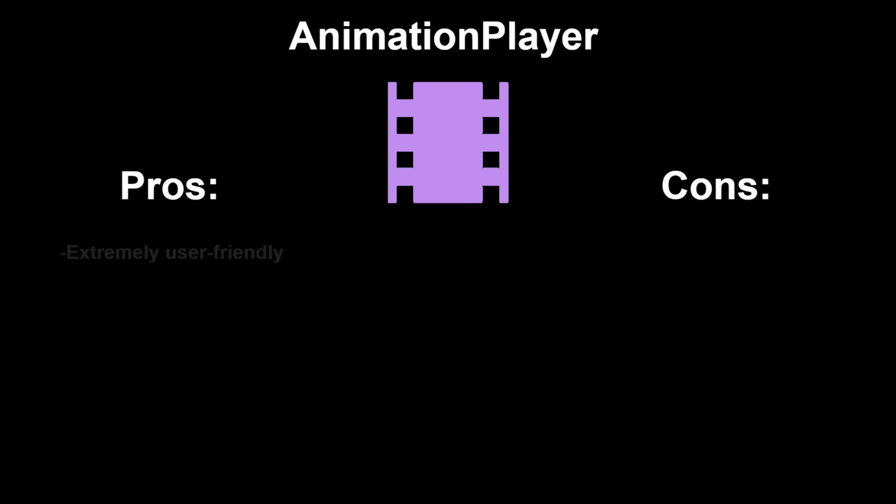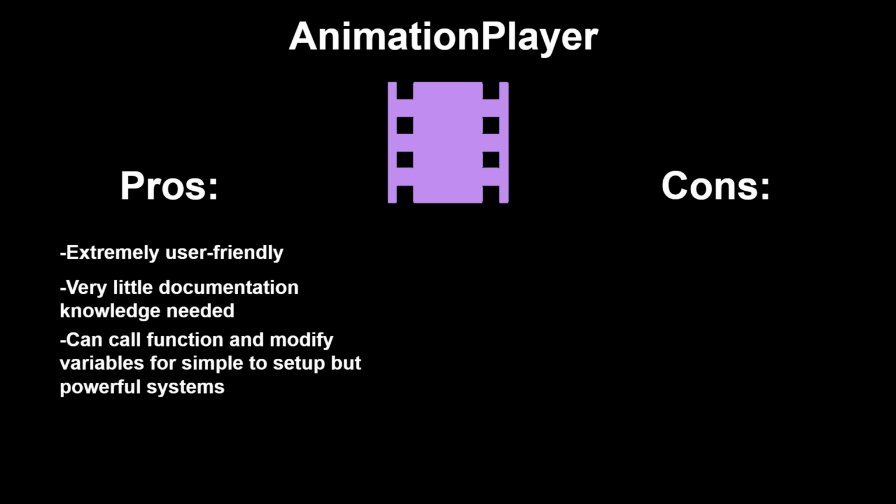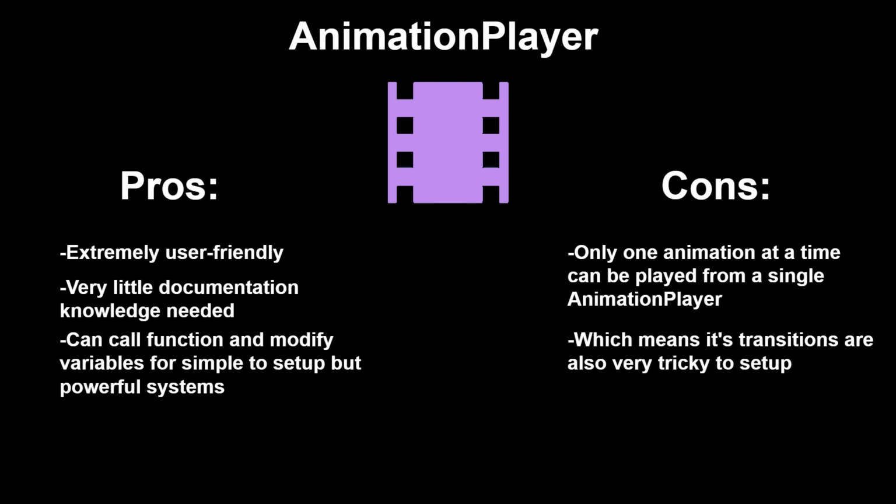The animation player is incredibly user-friendly. It requires very little documentation knowledge to get started. It also allows you to call functions directly from it, which is a great ability for animations to have. While Animation Player is great, it has a key limitation. It can only play one animation at a time. You can't blend animations and smoothly transition between them just by using an animation player.